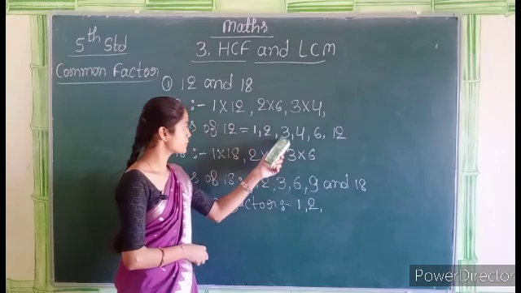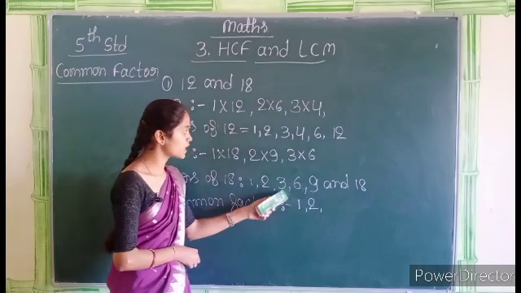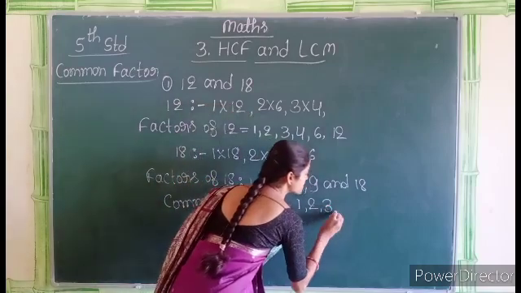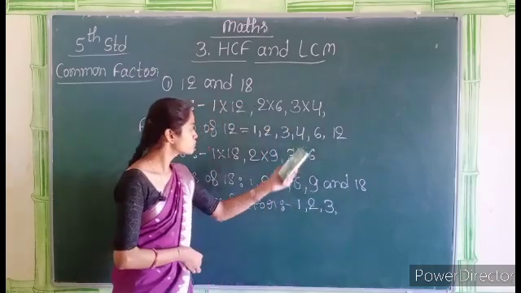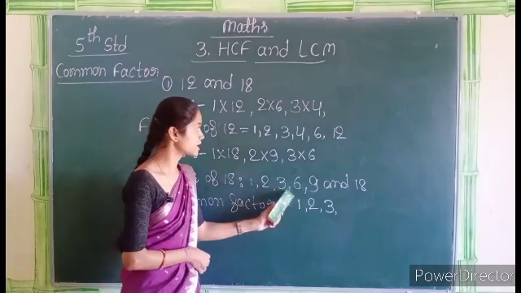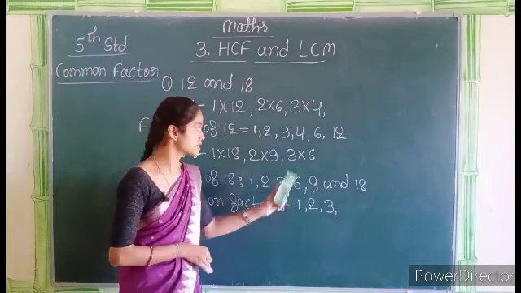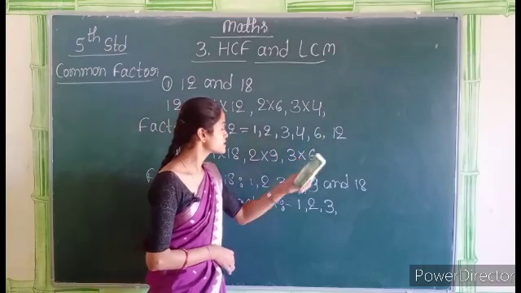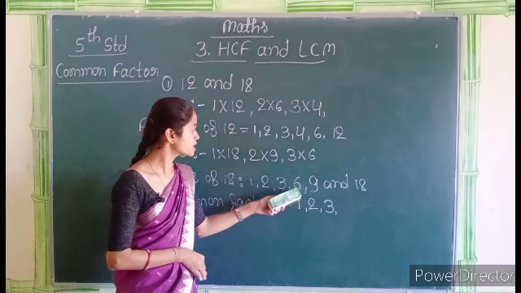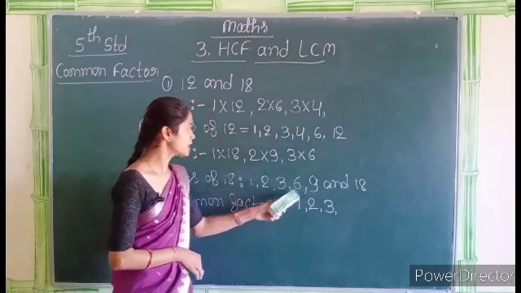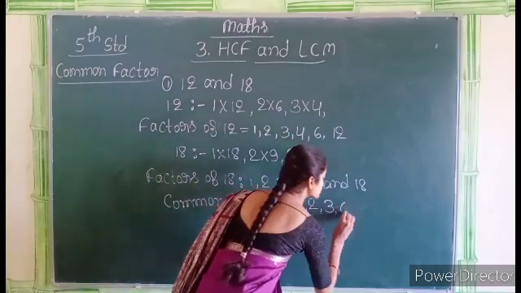Then 3. 3 is also in factor of 18. 3 is common in both. So factor, that is 3 is, and 4. 4 is not present in factors of 18, right? So we cannot consider 4. Okay. Then 6. Is that 6 is in factors of 18? Yes, 6 is also present in factors of 18, so we can consider 6.